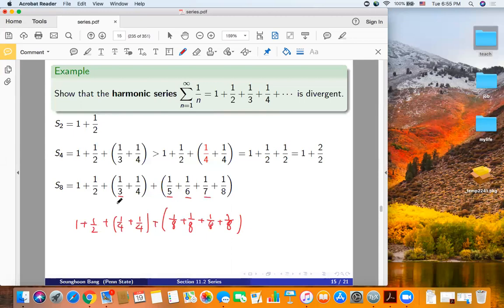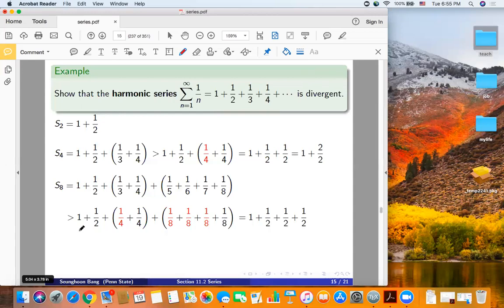1 over 3 is greater than 1 over 4. 1 over 5 is greater than 1 over 8. 1 over 6 is greater than 1 over 8. 1 over 7 is greater than 1 over 8. What does it mean? The top one is greater than the bottom one. So like this, right?